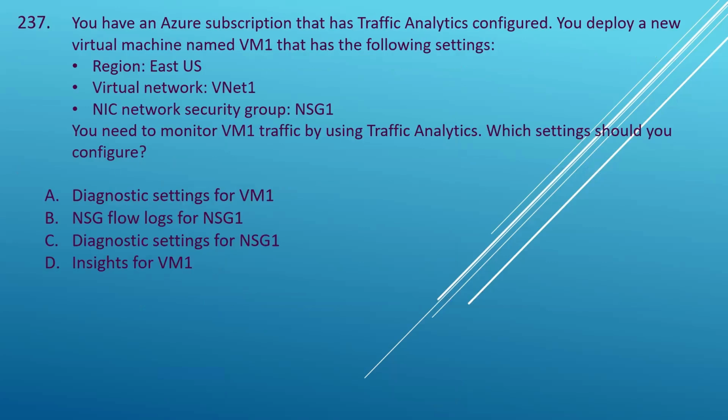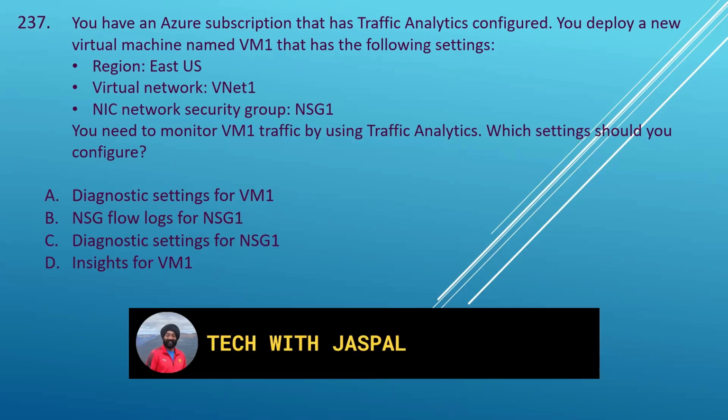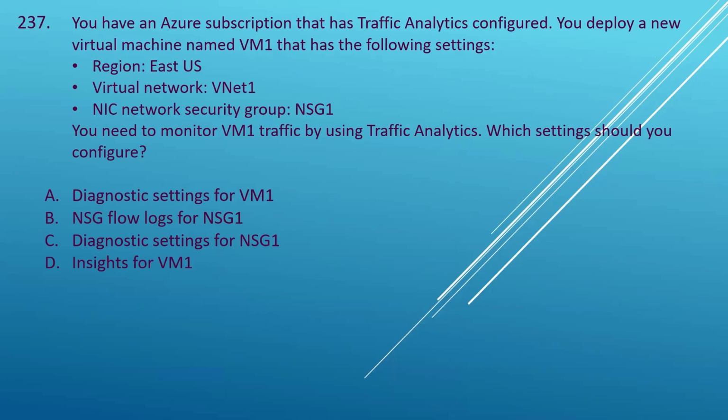You have an Azure subscription that has traffic analytics configured. You deploy a new virtual machine named VM1 that has the following settings. Region is East US, virtual network is VNet1, NIC security group, which is network security group, is NSG1. You need to monitor VM1 traffic by using traffic analytics. Which settings should you configure?